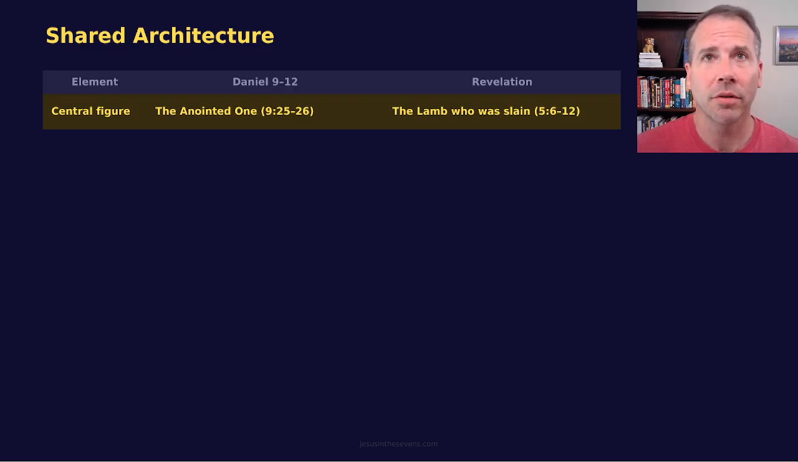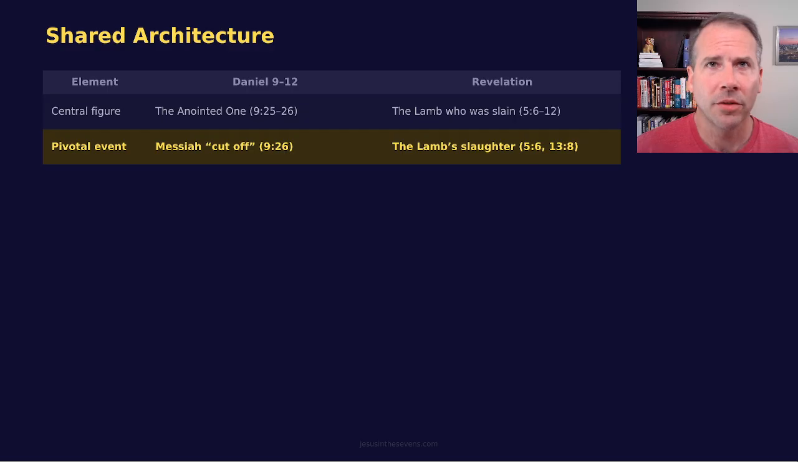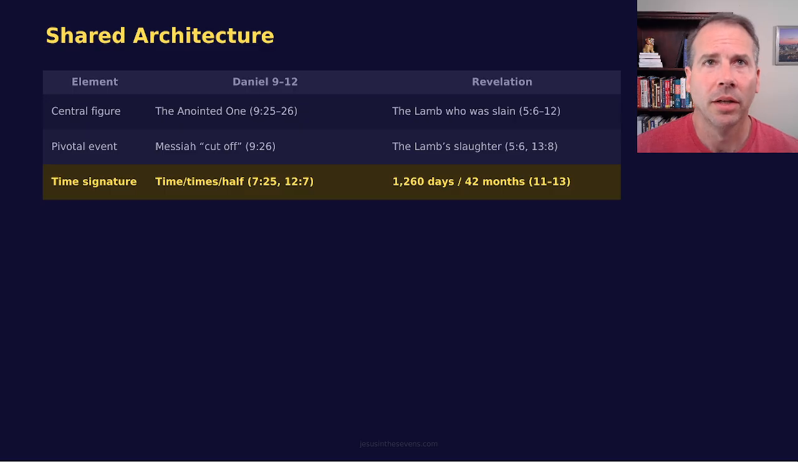So definitely the key figure of Revelation is the Lamb, which was, again, not fully realized in Daniel, right? The whole, he'll be cut off and he will have nothing. And the abomination that causes desolation. There are all these allusions or references in Daniel, but he was not known as the Lamb who would be slain in Daniel. Now he's revealed in Revelation, the full unveiling of who Jesus is. He is the Lamb who was slain. The pivotal event is the same in both, Messiah being cut off, the Lamb being slaughtered.